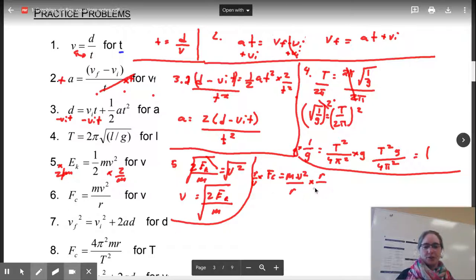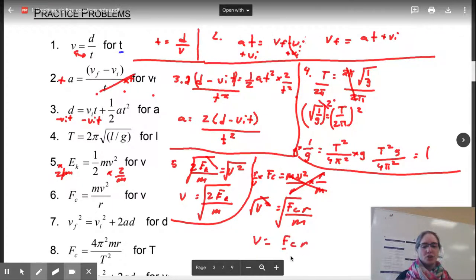So I'm going to multiply by r over m on both sides. That will cancel, and I will be left with v squared is going to equal Fc times r divided by m. I will then square root both sides, and v is now going to equal the square root of Fc r over m. Cool beans.